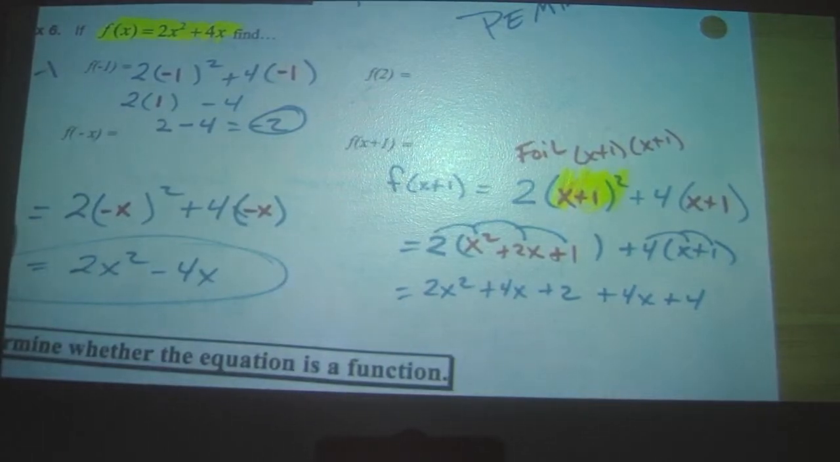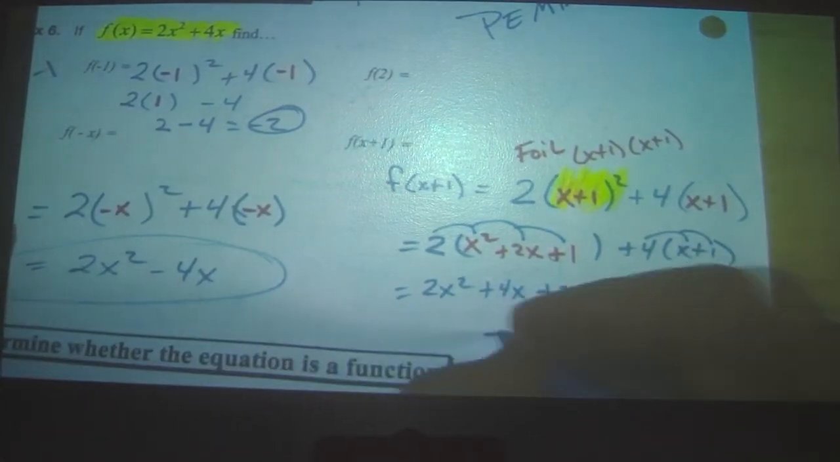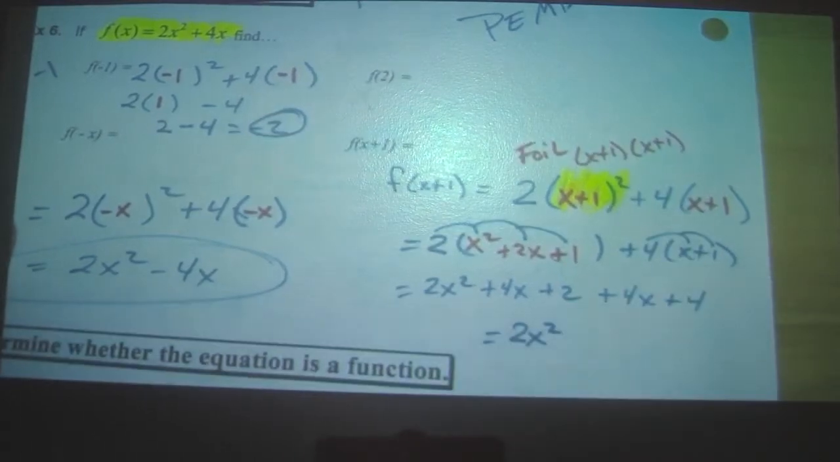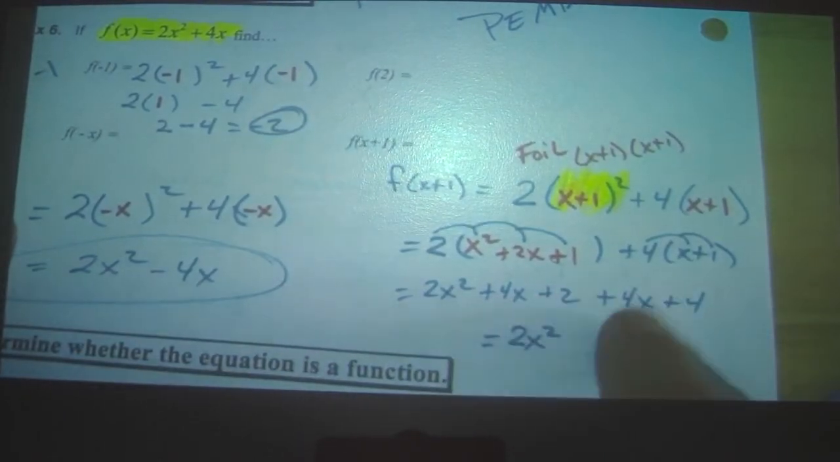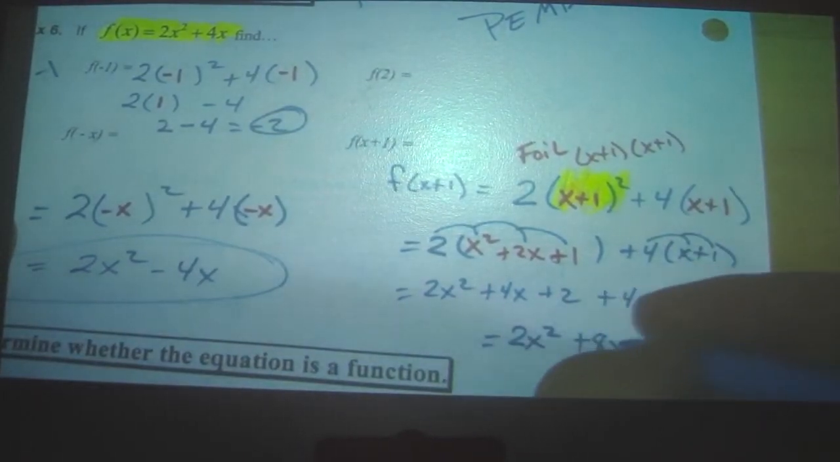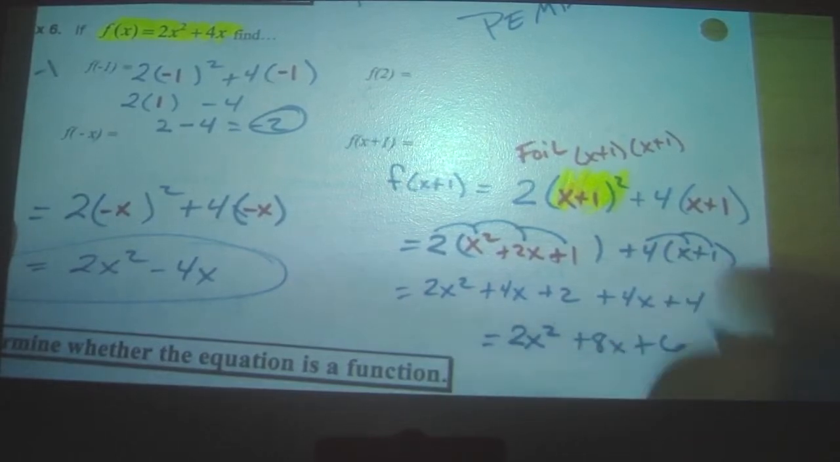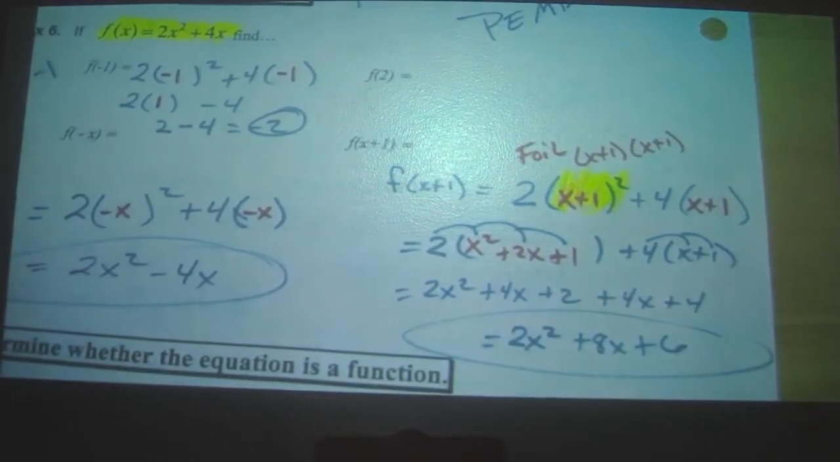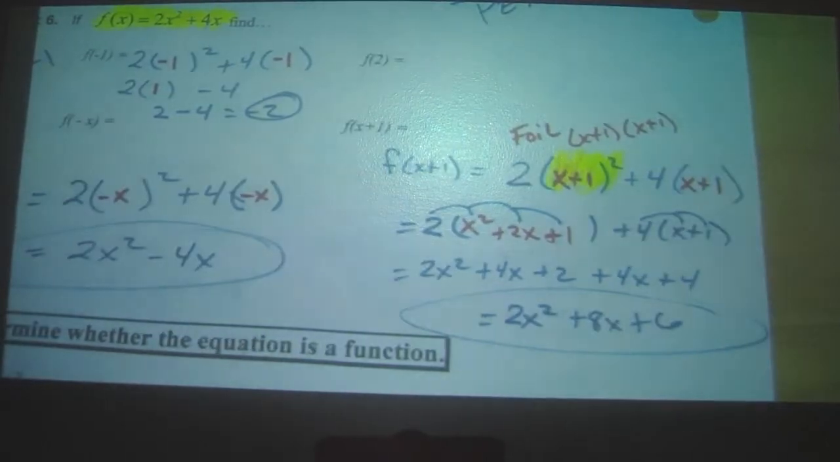Last but not least, combine all your like terms, in descending order so the power of x gets smaller and smaller. I got 2x squared. 4x and 4x is 8x. 2 and 4 is 6. So final answer, woo! Final answer, 2x squared plus 8x plus 6.